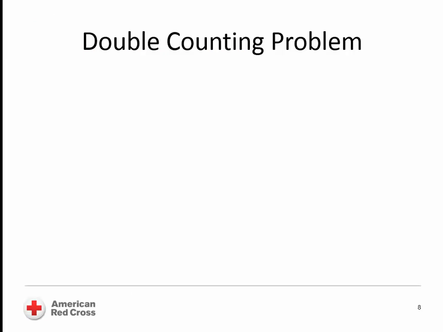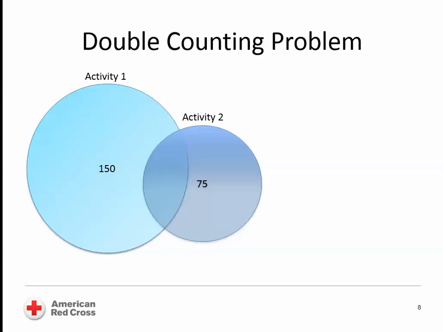Now I'm going to talk about a double counting problem that exists in many of our projects. To do this, I'm going to illustrate this with an example. Let's say you have an activity 1 that's reaching 150 people. Let's say we're trying to reach 150 people in training and hand washing. Then we have a second activity that's number of people that we train in latrine maintenance. In fact, there's an overlap of people that attended both of those trainings.